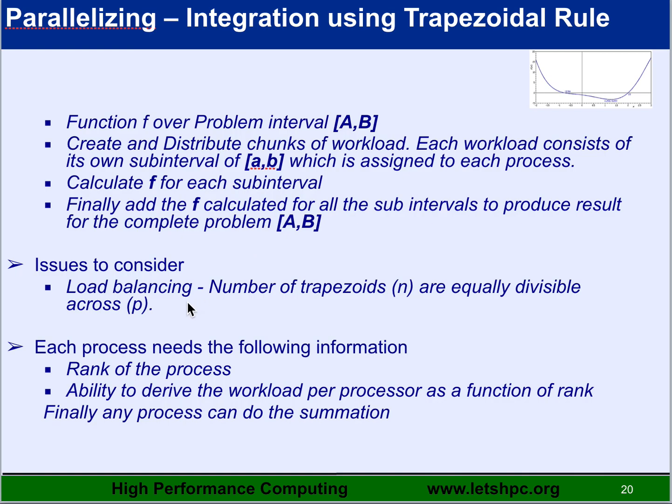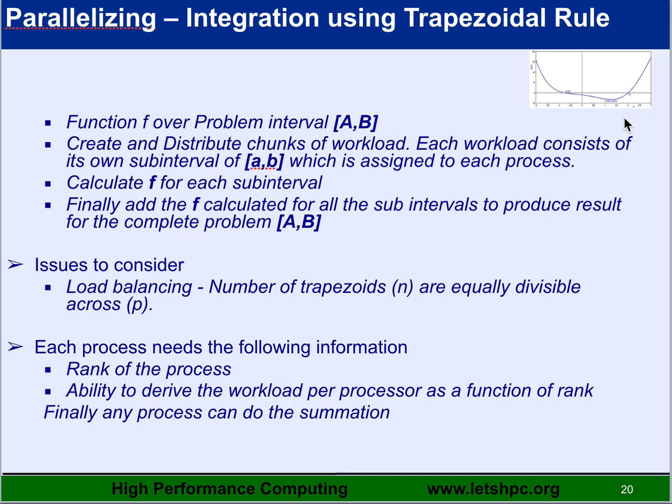So the issues to consider: load balancing, and how many trapezoids to produce so that it is equally divisible, because you can always have a finite number of trapezoids when you divide this problem interval. Let's say that this is equally divisible across the number of processors p. So let's say you have 100 trapezoids and you have 5 processes, so each one will get 20 chunks of work to do.